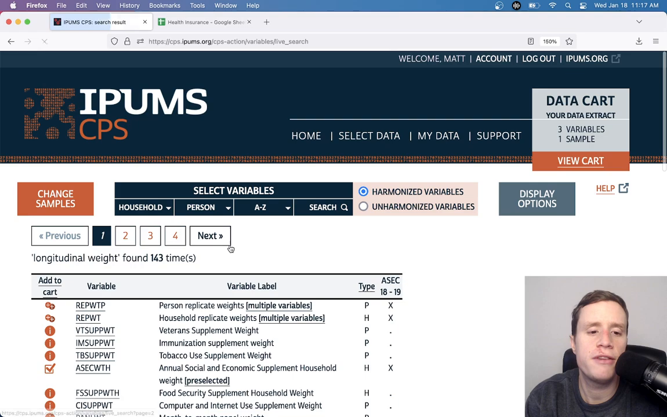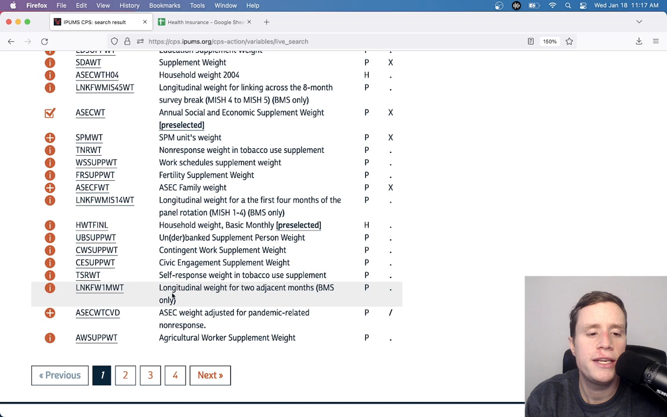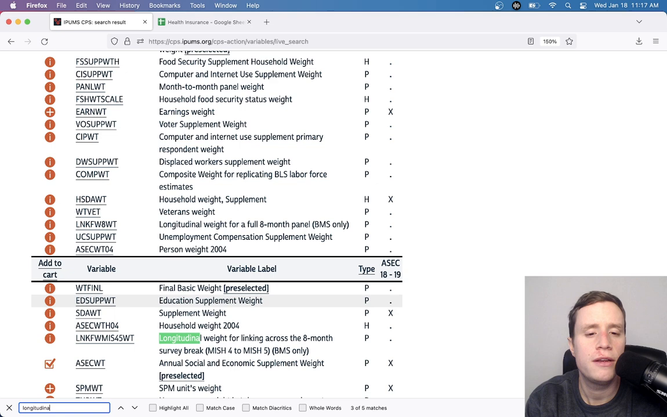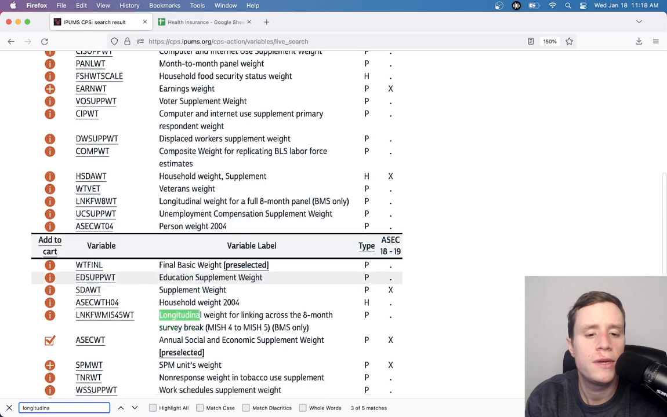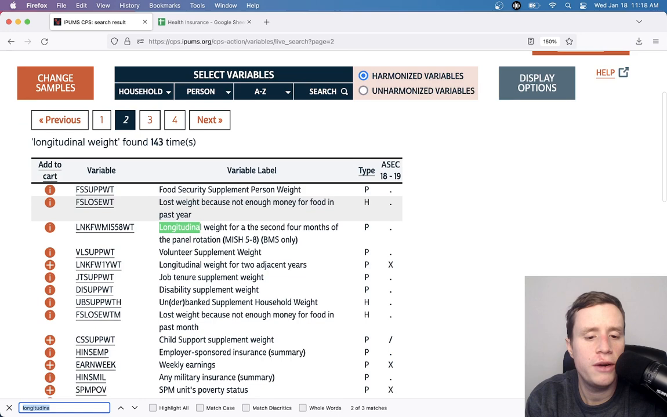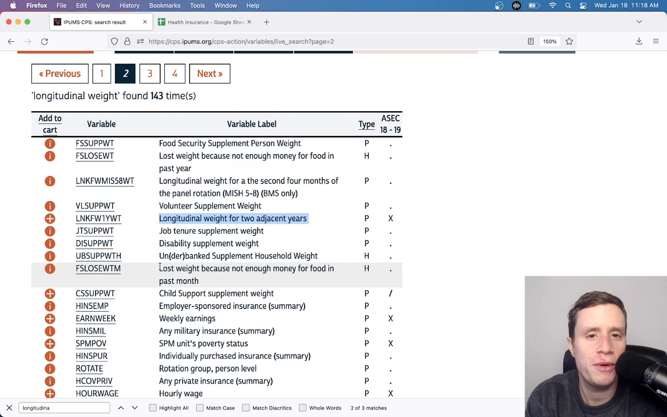I'm looking for the longitudinal weight for 2 years. There we go. See this one? Longitudinal weight for 2 adjacent years. That's the one we want. Okay, so let's add that to our cart.